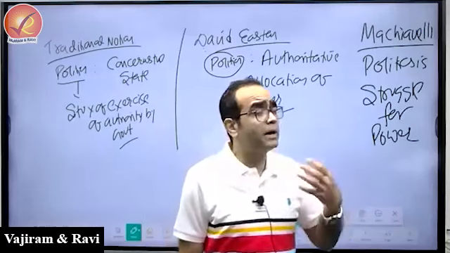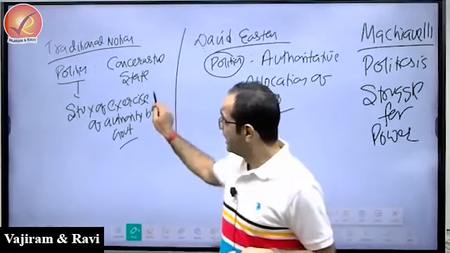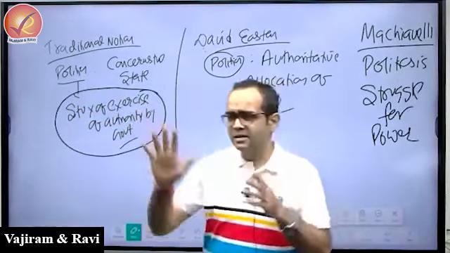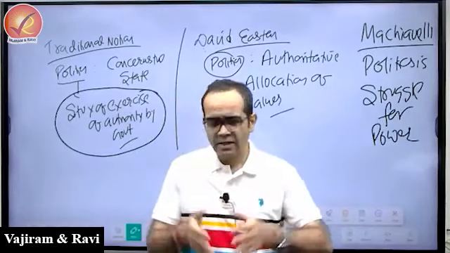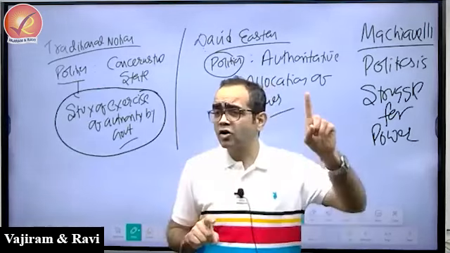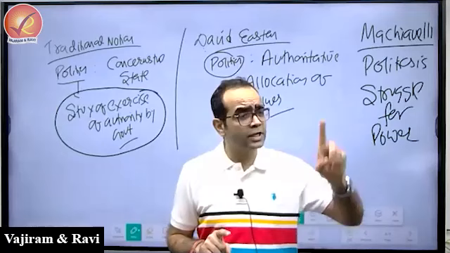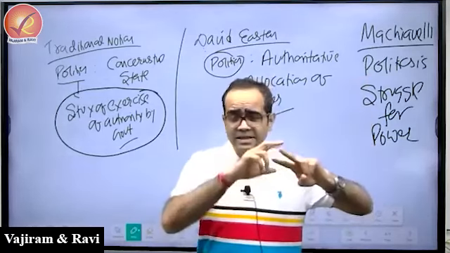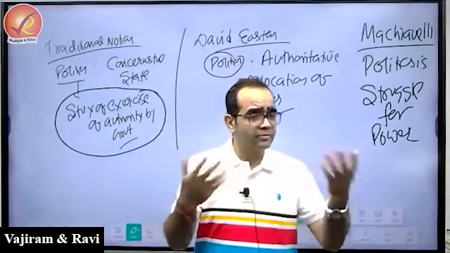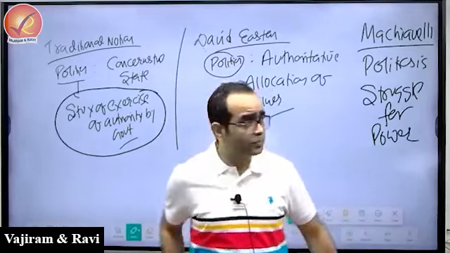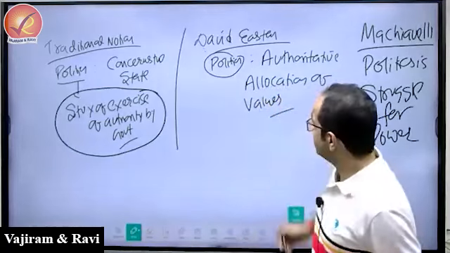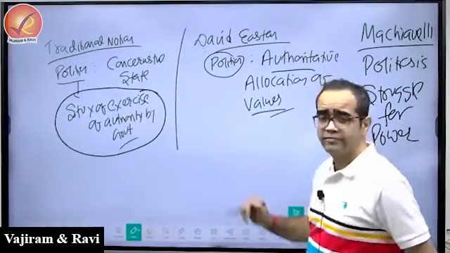And this struggle for power is about who will be exercising the authority of the government. In many states like Rajasthan, like Madhya Pradesh, who is ruling? In Rajasthan, Congress. In Madhya Pradesh, BJP. And they're challenging each other. Whosoever will be voted to power will be seen after the elections. So politics is nothing but the struggle for power. David Easton says politics is authoritative allocation of values.